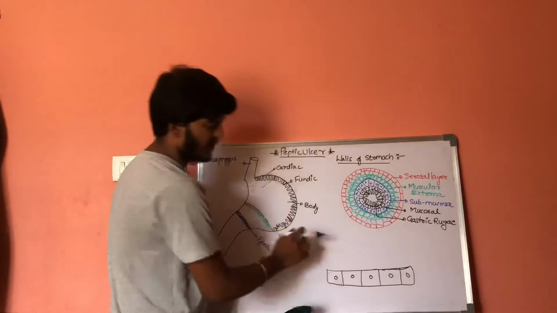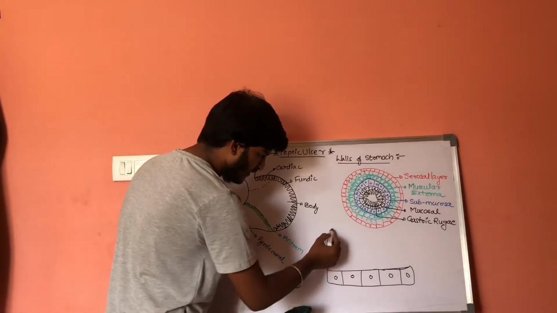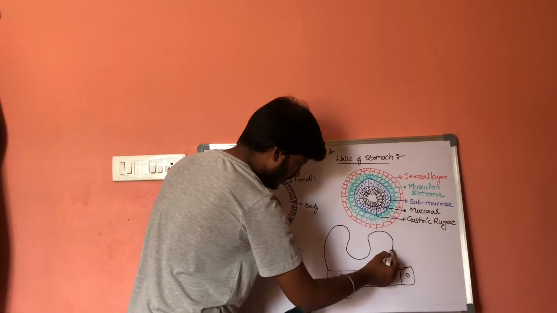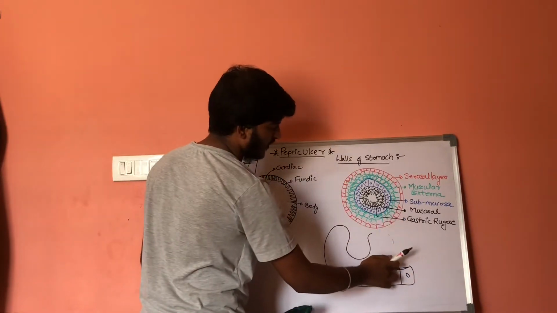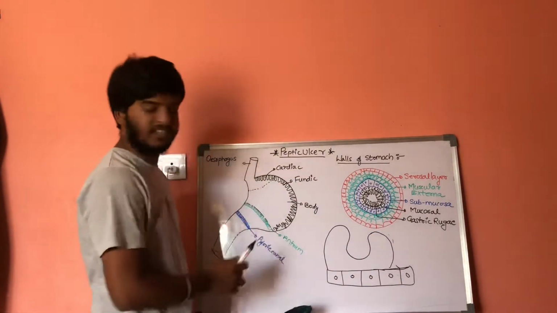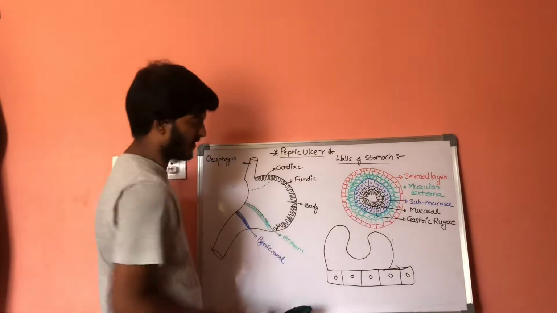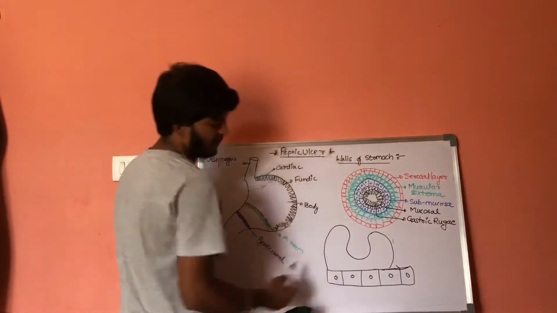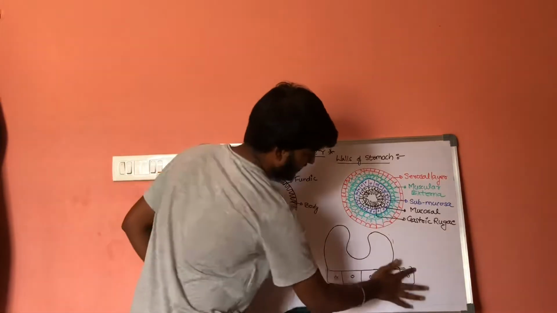So let us consider this is our mucosal layer. On the surface of the mucosal layer, this is one gastric rugae. These are some elevations and these are some depressions. These are called gastric pits. This is called gastric pit.